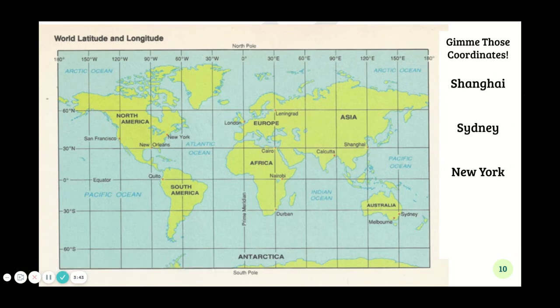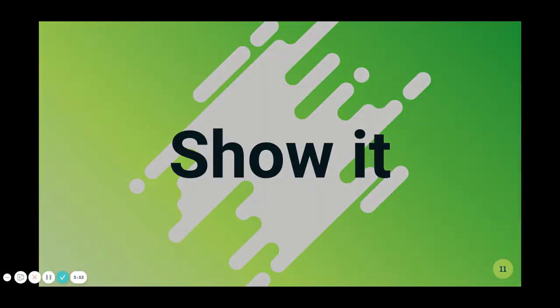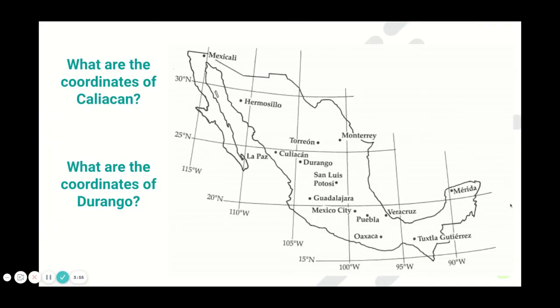So Shanghai, I know that it's right here, and that's kind of an easy one because it's at a crossroads. It's at 30 degrees north, 120 degrees east. I wish they were all that easy. Let's jump into our show though so we don't waste any more time.